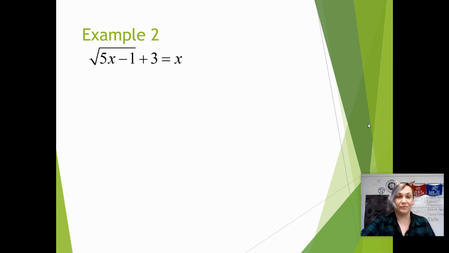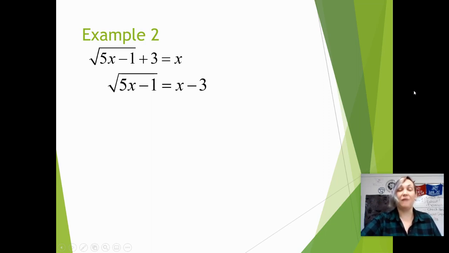Let's try another. Now, in this problem, it's going to get a little bit trickier because I don't have just numbers outside of my radicals. I also have a variable. So this one's going to be a little bit more intense. Well, we're going to start the same way that we did our last problem, which is we're going to take this plus 3 that is not trapped under the radical sign. We're going to move it to the other side by subtracting it.